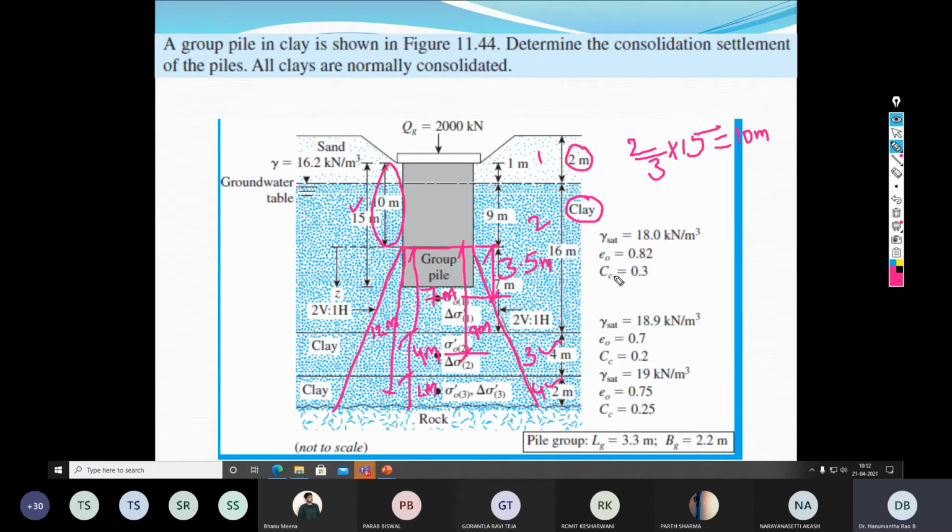Now other properties of the different layers have been given. That is, for the first clay layer, gamma sat, E0, Cc, and for the second clay layer gamma sat, E0, Cc have been given. Third clay layer gamma sat, E0, Cc has been given. And the pile group LG is 3.3 meter, BG is 2.2 meter. So can I go to the next slide?